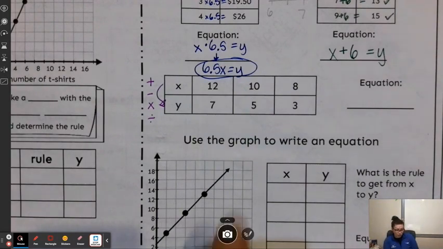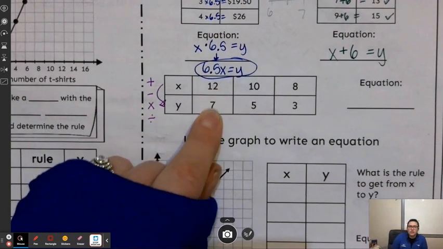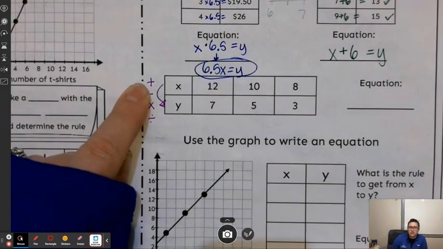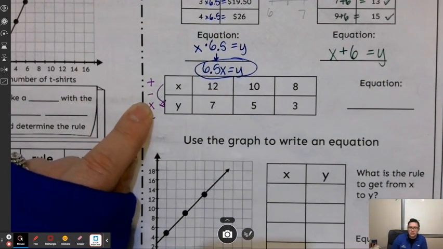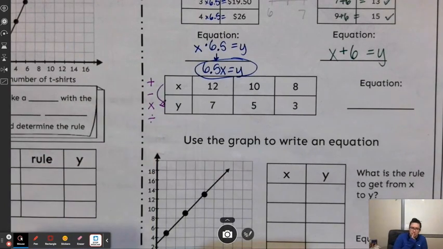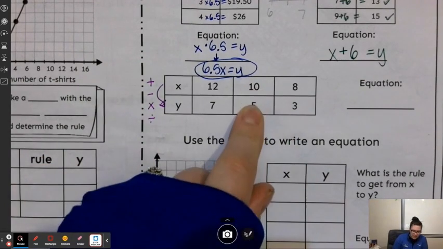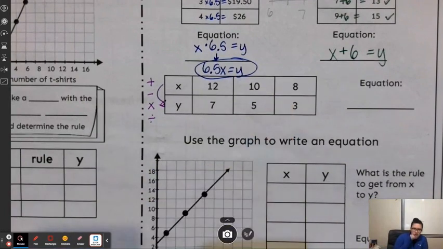Did you try your rule for all 3 x and y values? Okay, I hope so. So if I'm going from 12 to 7, do you think that's adding, subtracting, multiplying, or dividing? And then 10 to 5, and then 8 to 3.